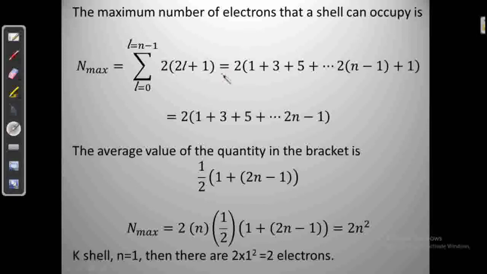That is equal to, when L equal to 0, this is 1; when L equal to 1, this is 3, etc. So 2 into 1 plus 3 plus 5 plus etc., up to 2 into n minus 1 plus 1. So 2L plus 1 means 2 into n minus 1 plus 1, which is 2n minus 2 plus 1, that is 2n minus 1 here. So this is the equation, and the average value of the terms in the bracket can be obtained. This is the average value.